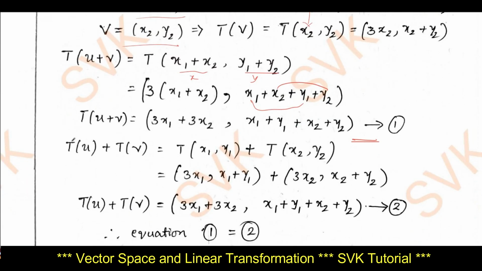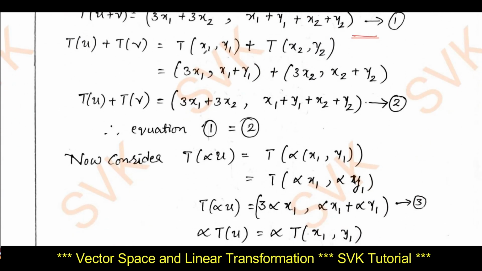Now I will find transformation of u plus transformation of v. Apply the definition. Transformation of (x1, y1) will be 3x1 comma x1 plus y1, plus transformation of (x2, y2) will be 3x2 comma x2 plus y2. From that, adding these two, I get 3x1 plus 3x2 for the first coordinate, and similarly x1 plus y1 plus x2 plus y2 for the second.